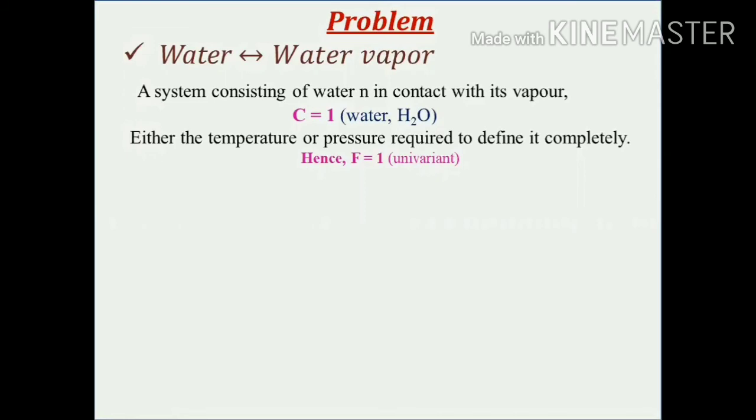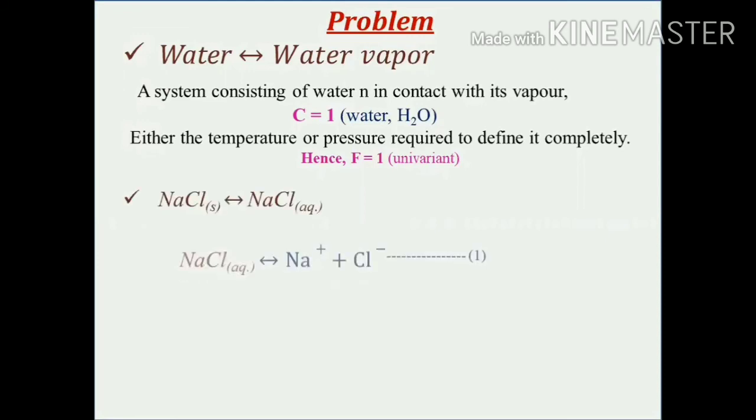So the number of components remains as 1 over here. Why? Because both these phases are made up of just one component, that is H2O, water. So number of components is 1 over here, and to define this particular state of the system, you need just 1 degree of freedom. Either it is the temperature or it is the pressure which is sufficient to define the system. So here the degree of freedom is also 1. It is a univariant system.